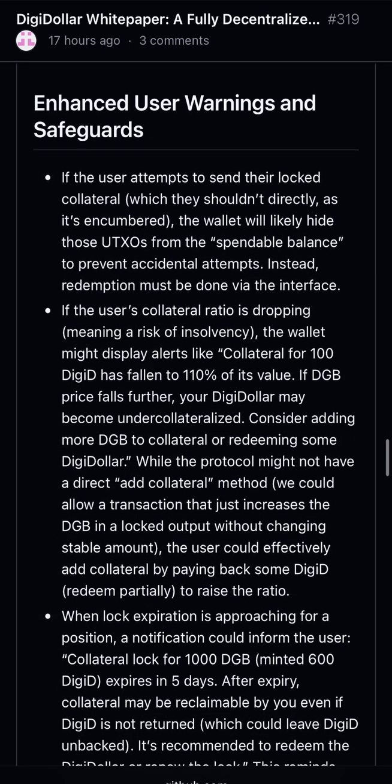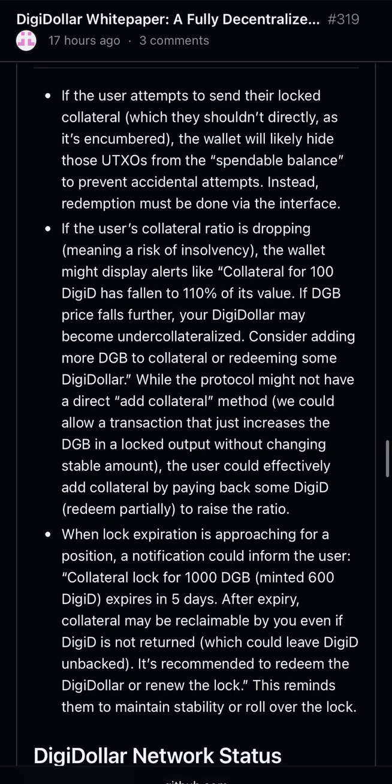Enhanced user warnings and safeguards. If the user attempts to send their locked collateral, which they shouldn't directly, as it's encumbered, the wallet will likely hide those UTXOs from the spendable balance to prevent accidental attempts. Instead, redemption must be done via the interface.